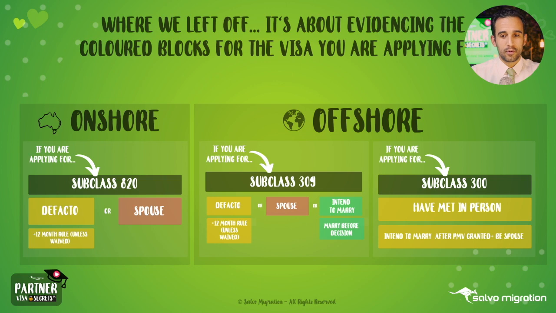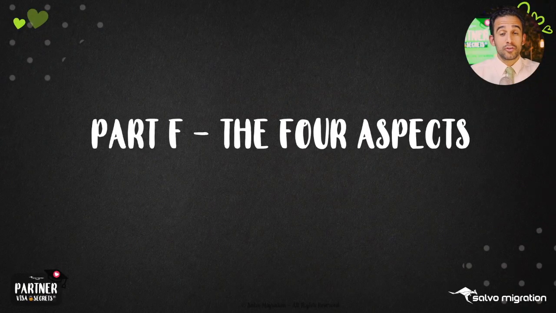Now, quick recap of where we left off in Module 1. It's all about evidencing the color blocks for the visa you're applying for. Remember, you want the yellow blocks if you're applying as a de facto couple, the red block if you're applying as a spousal couple, or the green block if you're applying as an intent to marry couple for the 309, and then yellow for the PMV. Probably should have chosen another color for PMV, but I'm not that creative. So let's get into it.